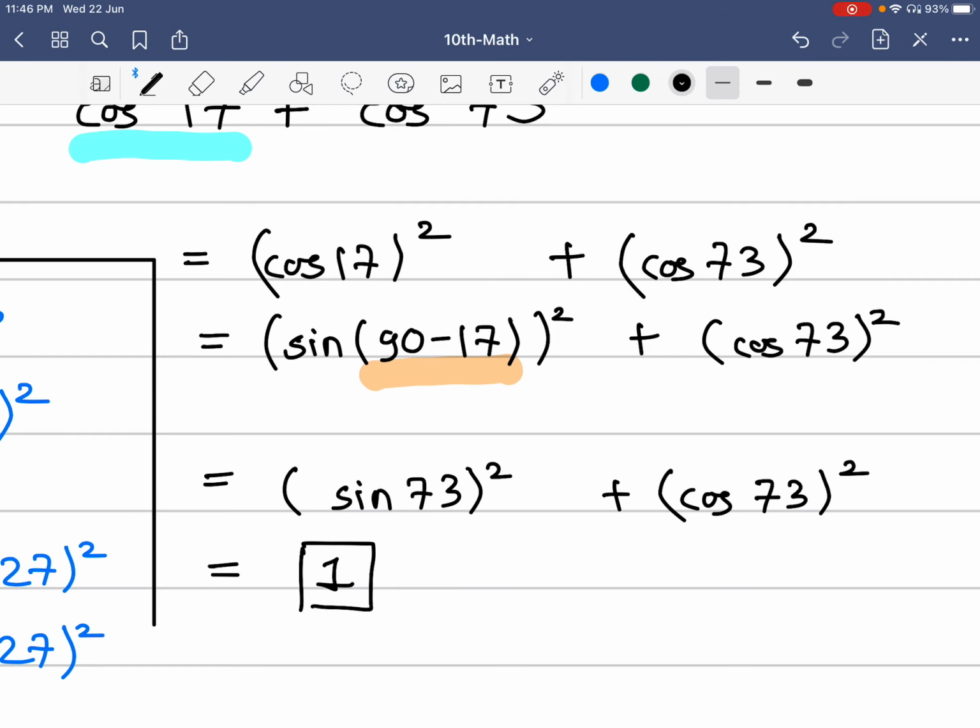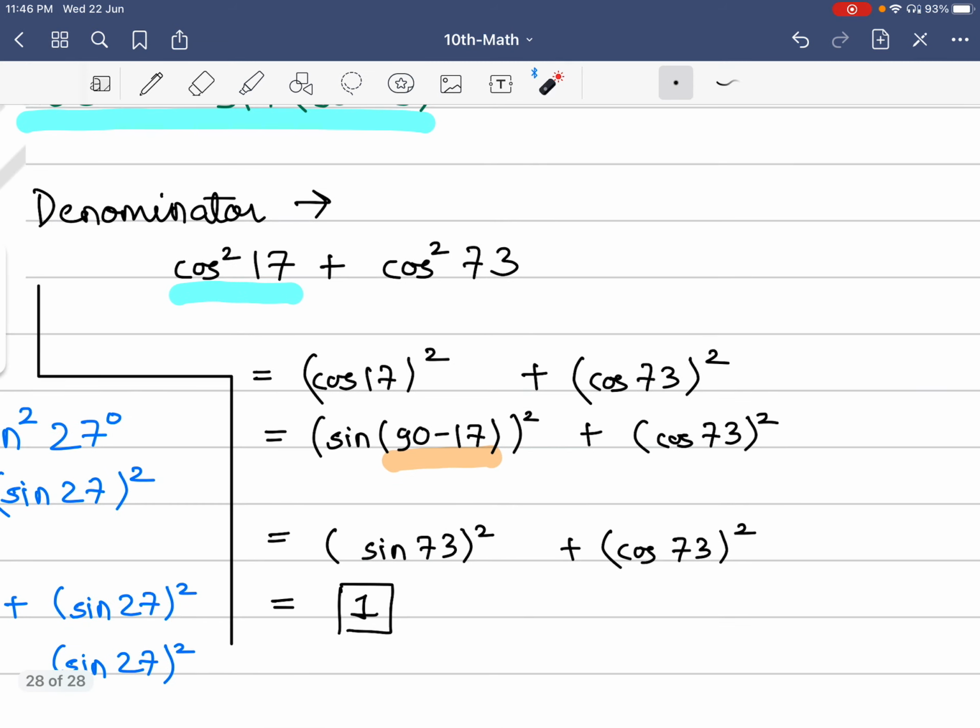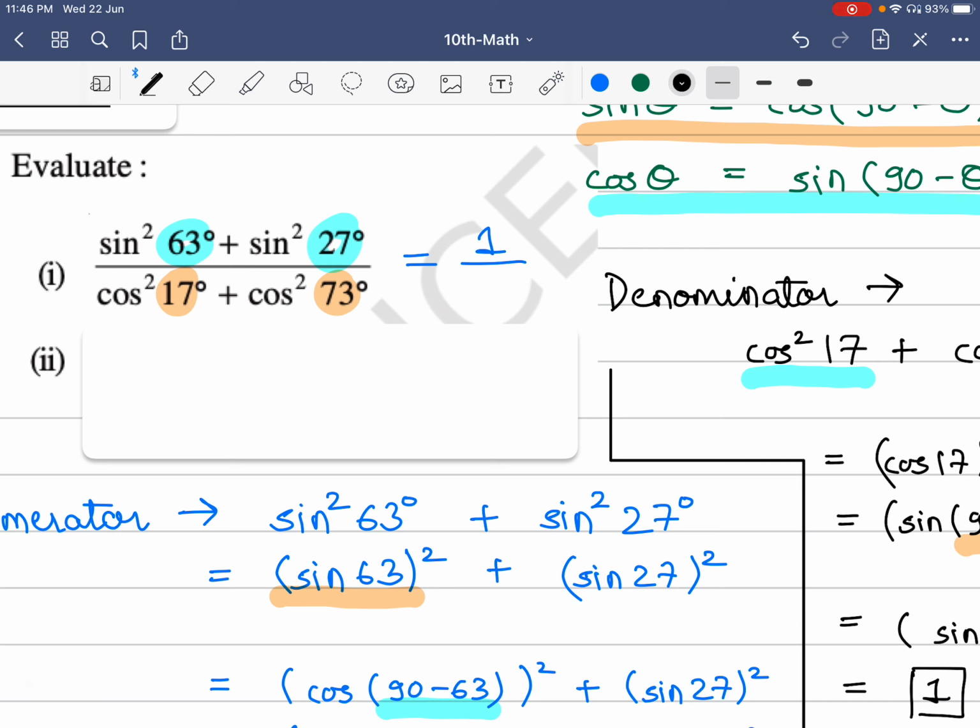So our denominator, which we were trying to evaluate, has also come out equal to 1. So the denominator is 1, the numerator is also 1, and 1 divided by 1 is equal to 1. So our first expression that we were asked to evaluate has come out equal to 1. This is how you solve the first problem.